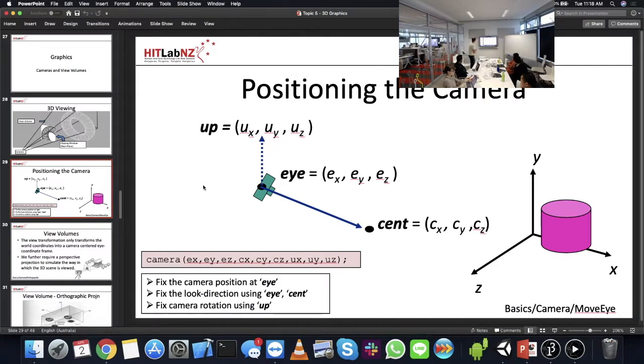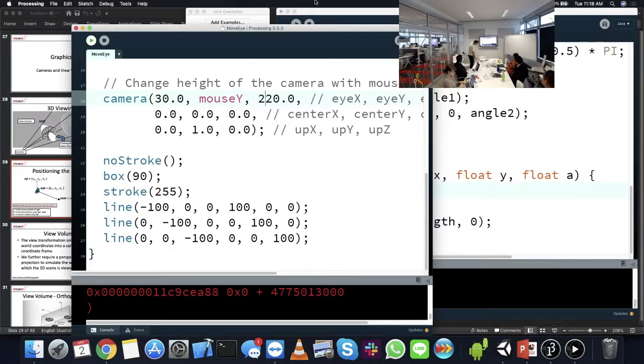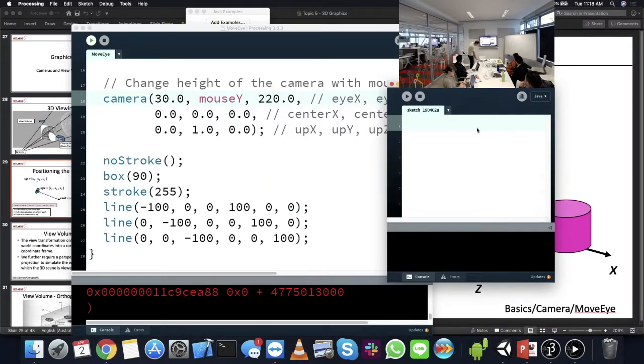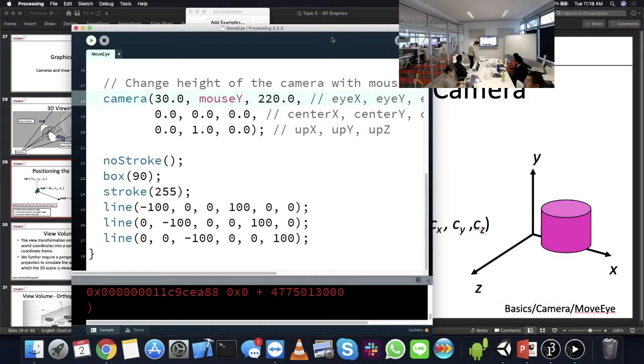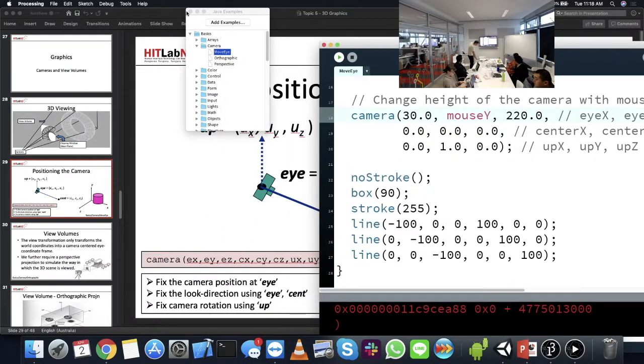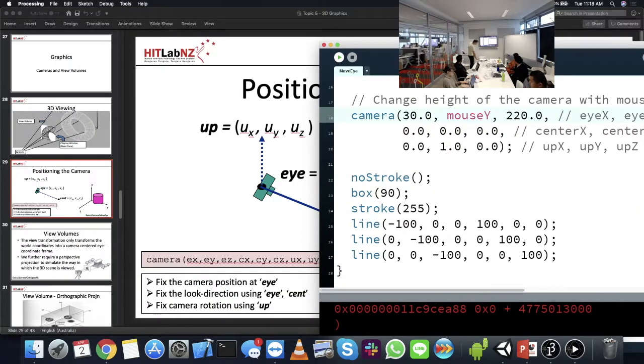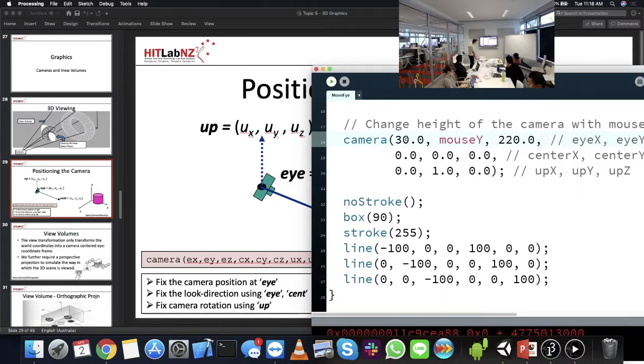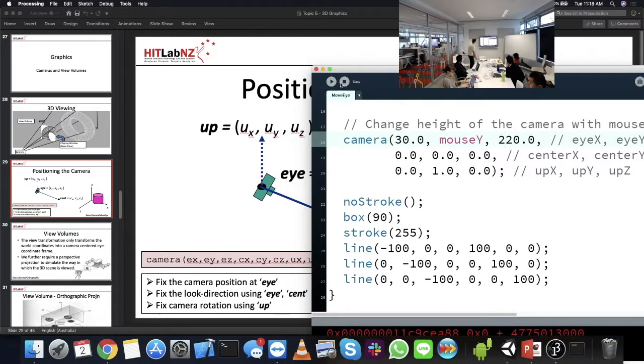Cool. So we have our camera, which, actually that's right, I'll open that up because I was going to talk through it. Just close a couple of these windows. So we have our camera position. In this case, we're saying that the eye is at 30 units. Let's just fire this up again so we can have a look.